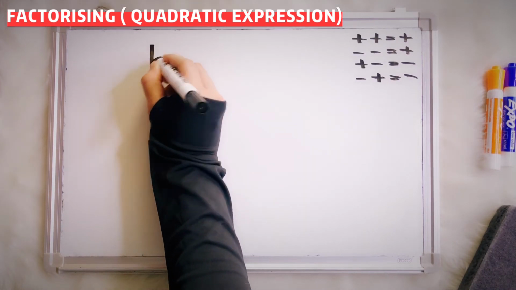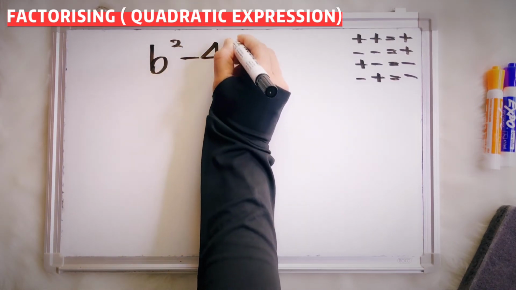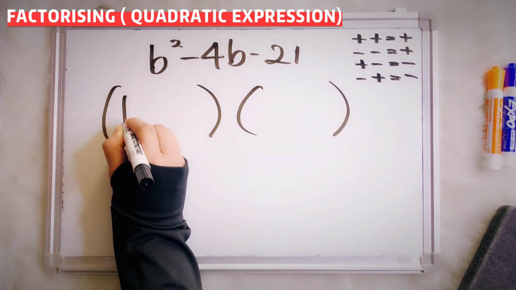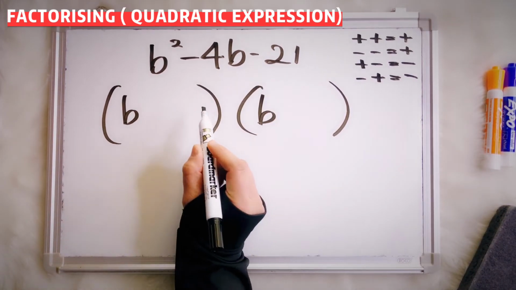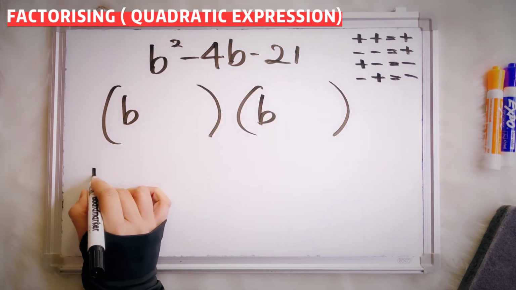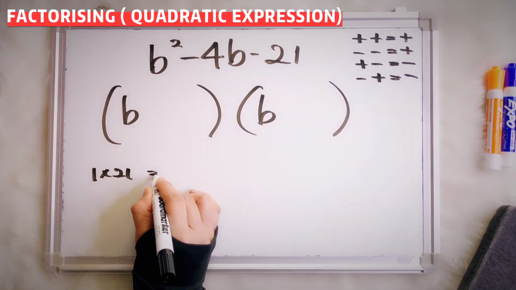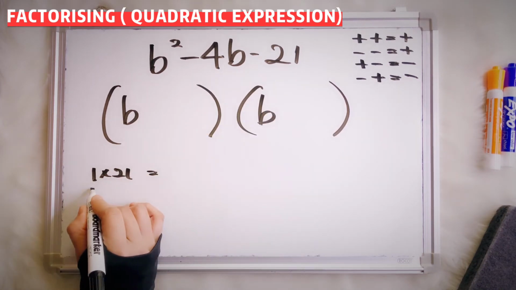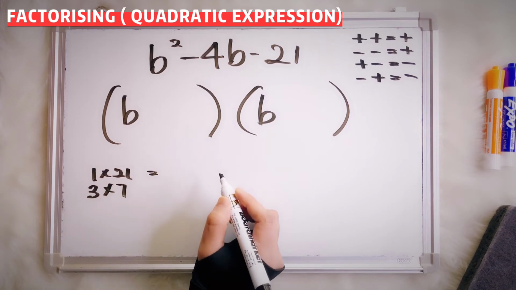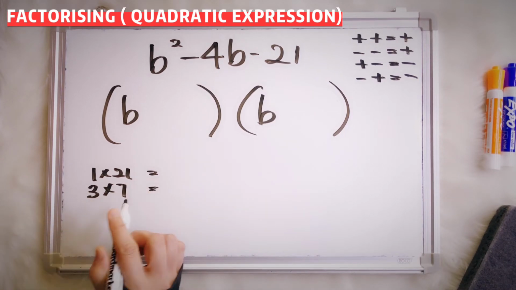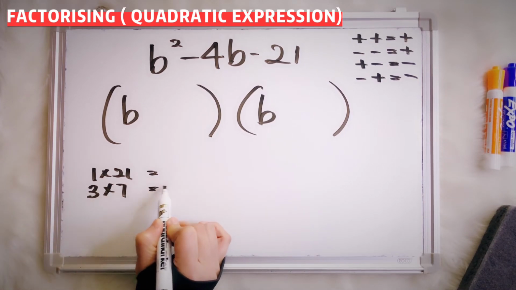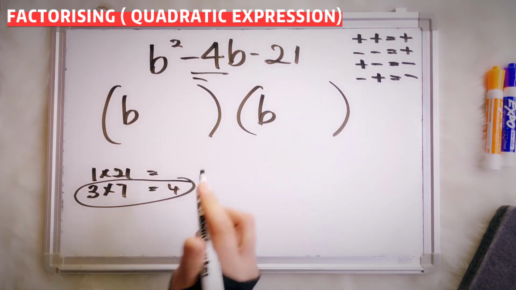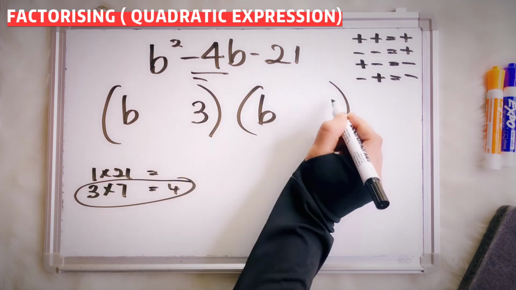I give you b squared minus 4b minus 21. So you put your b first. Now list the factors of 21. So 1 times 21 equals 21. Then 3 times 7 is 21. Okay, we stop here because 7 minus 3, we will have 4 here, correct? So that means it's correct for this value. Put first the factors 3 and 7.